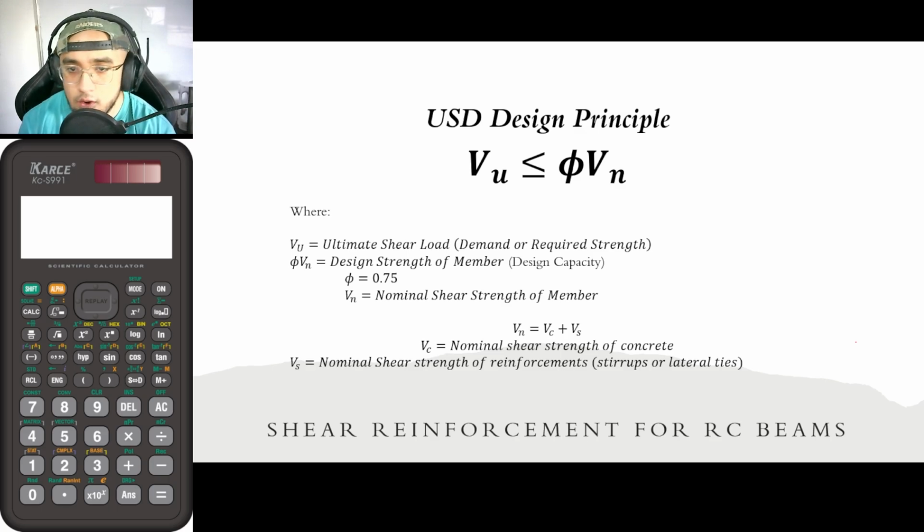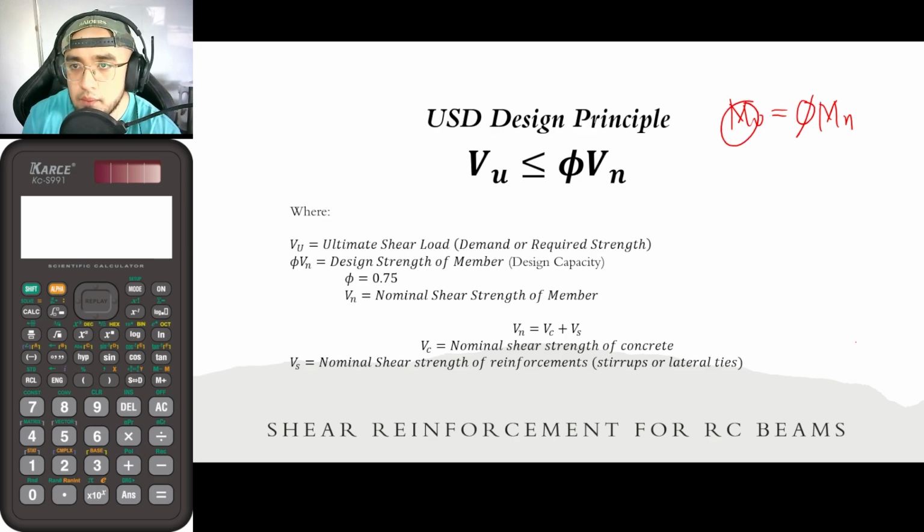I think you're already familiar with this term since we have already designed a beam in terms of its bending stress. Di po ba dati? Before, you have solved for Mu is equal to φMn. This time, instead of making use of M, we would now be making use of V, meaning shear.